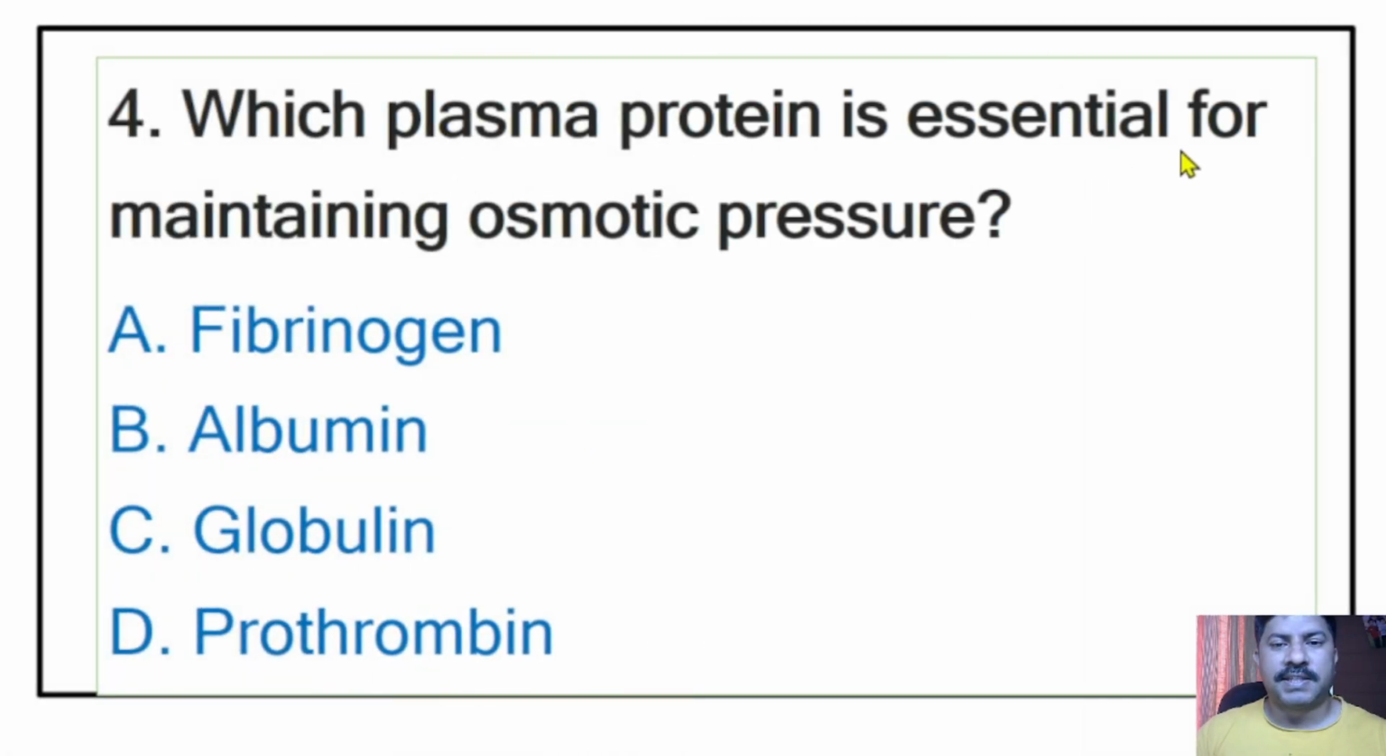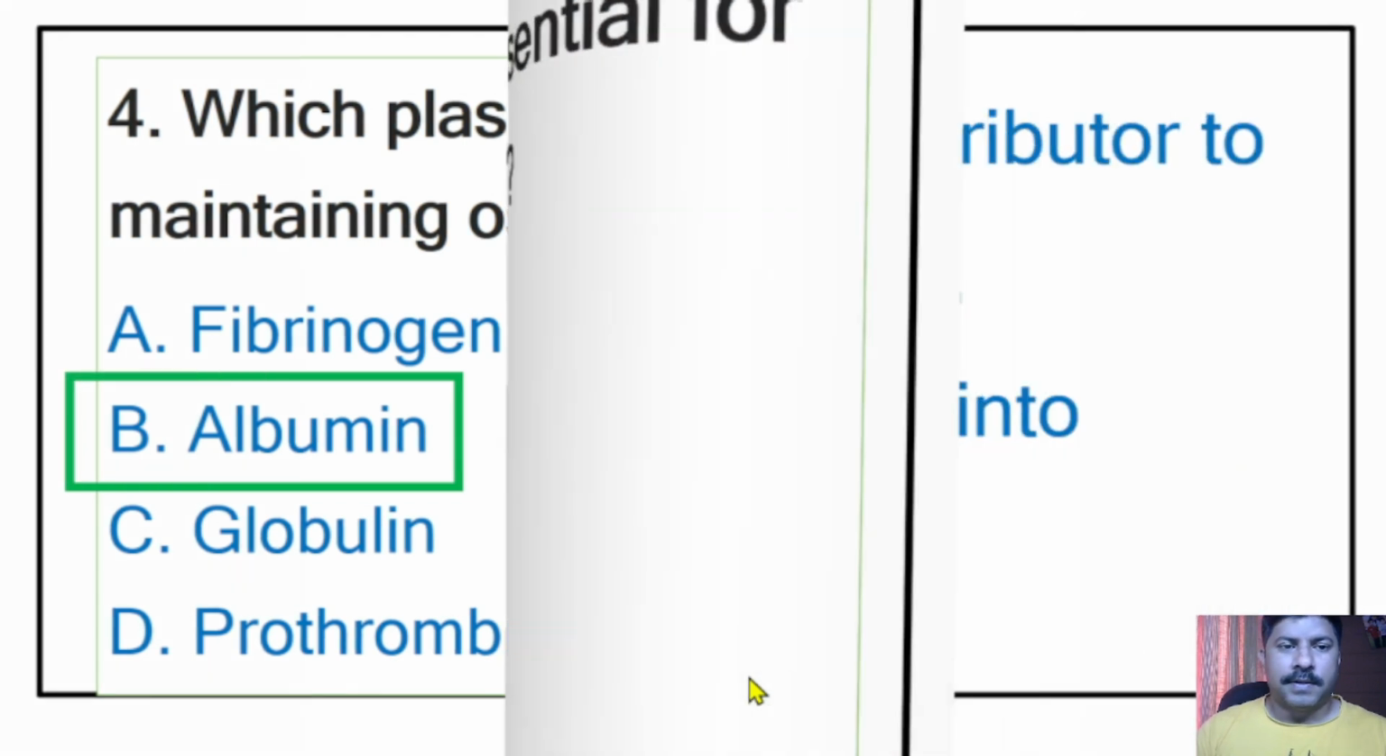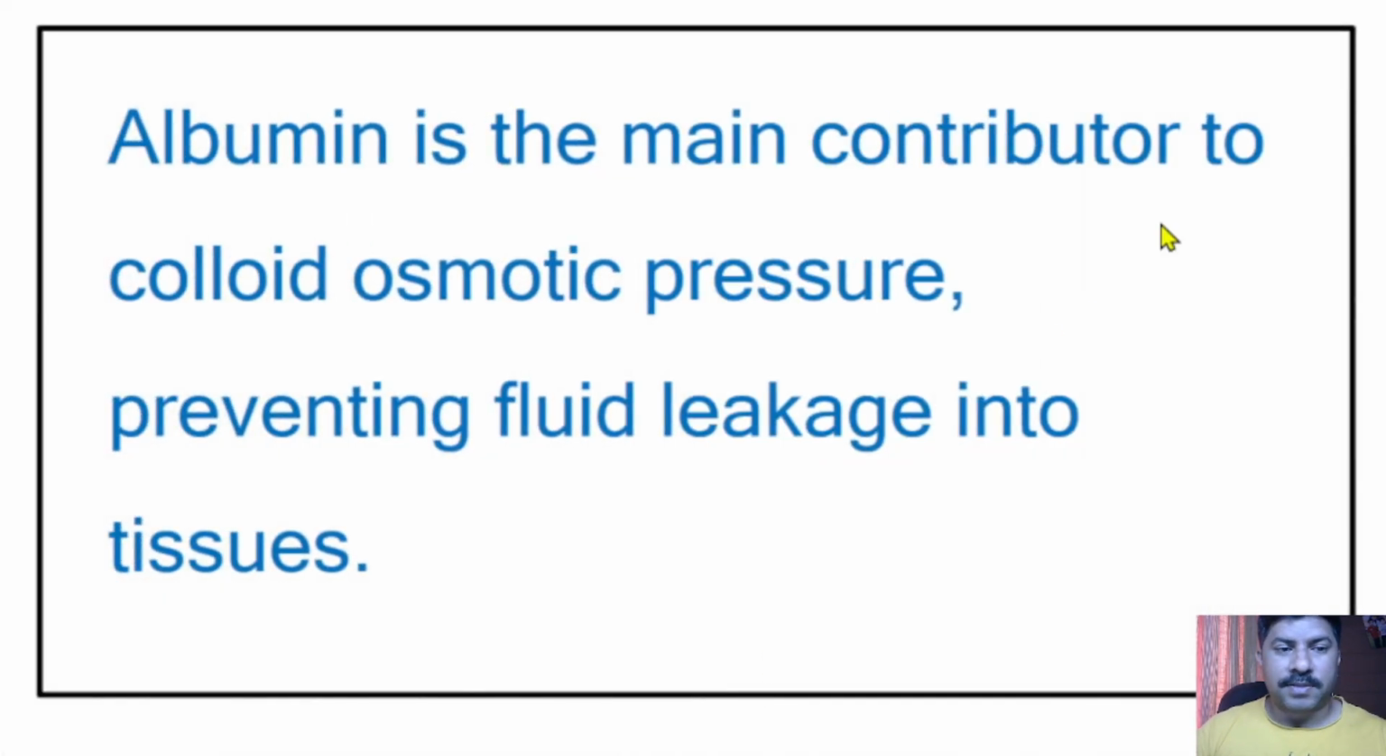Which plasma protein is essential for maintaining osmotic pressure? Fibrinogen, albumin, globulin, prothrombin. The correct answer here, albumin. Albumin is the main contributor to colloid osmotic pressure, preventing fluid leakage into tissues. In cases of low albumin level, seen in some conditions, this will lead to edema, which is caused by fluid leakage into tissues.